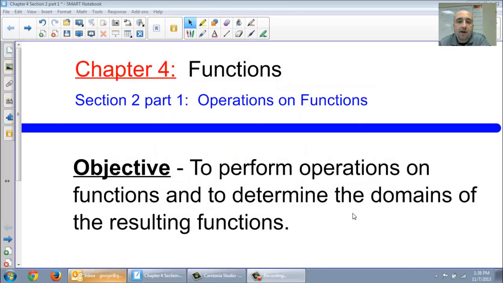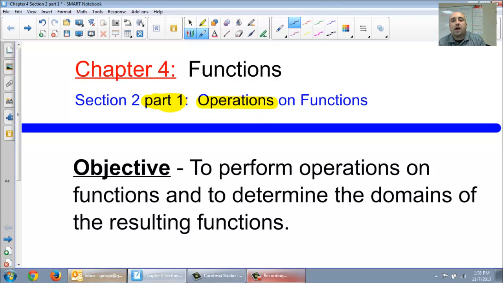All right, welcome to Chapter 4. Once again, this is Section 2, Part 1. So this is a two-part section. We're going to concentrate on operations of functions today. And remember, all operations are adding, subtracting, multiplying, and dividing. That's what we're going to learn how to do. And we're going to perform those operations on functions. Okay, so we're going to do operations on functions.